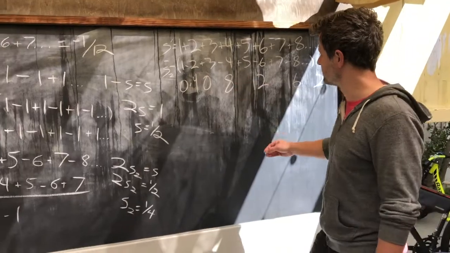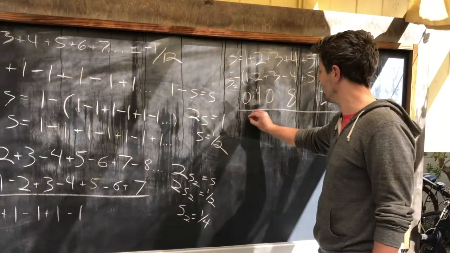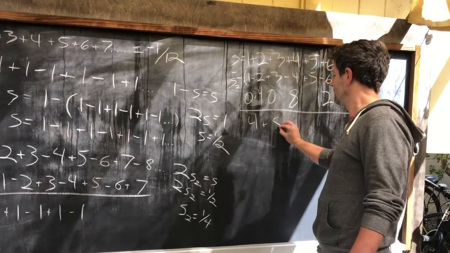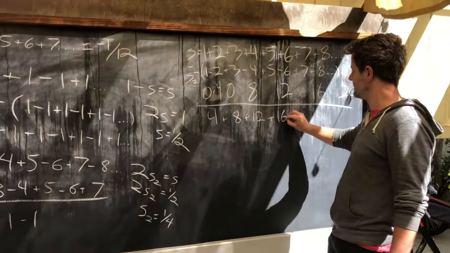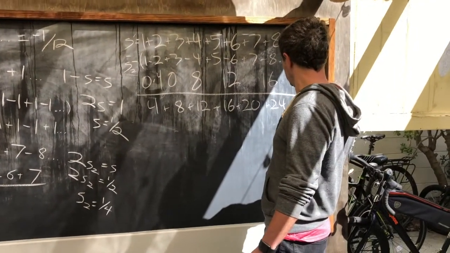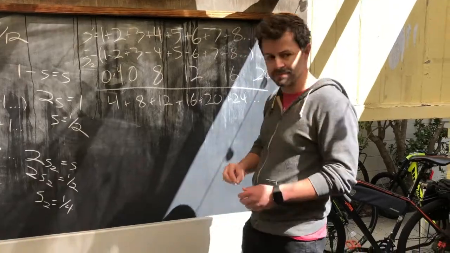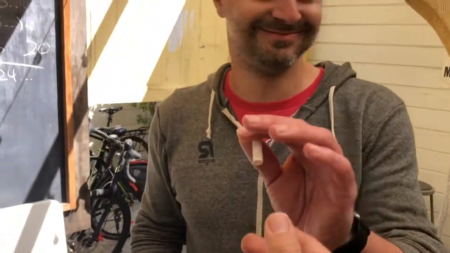So 4, 8, 12. So now, we come down here, S minus S2, we have 4 plus 8 plus 12 plus 16 plus 20 plus 24. Keep going. Yeah, I am running out of chalk. Thank you.